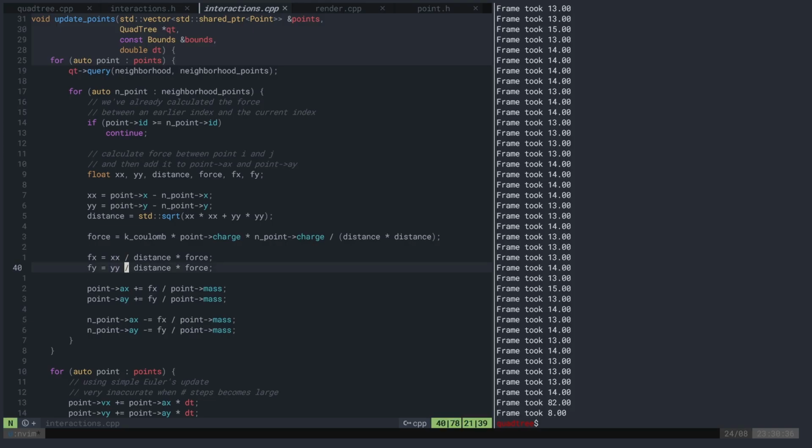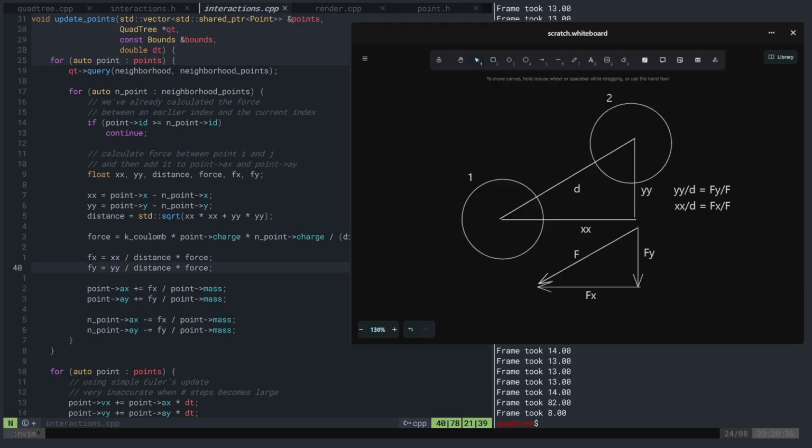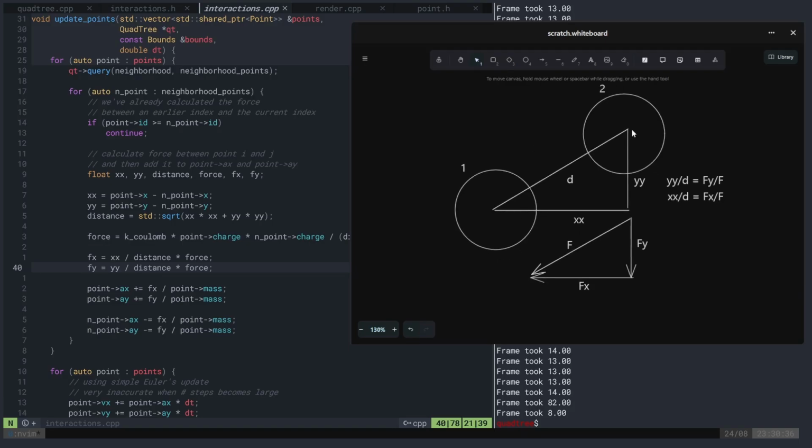So in this case, let me pull up our diagram over here. Point 2 is to the right, so xx is positive, and point 2 is further above, so yy is positive. This means that if we keep the magnitude as it is, the acceleration that point 1 is going to experience is going to be to the top right, because the force is positive in the x and the y direction. So if we want to reverse this, what we really want is for the force to be pointed opposite to the direction of the unit vector.